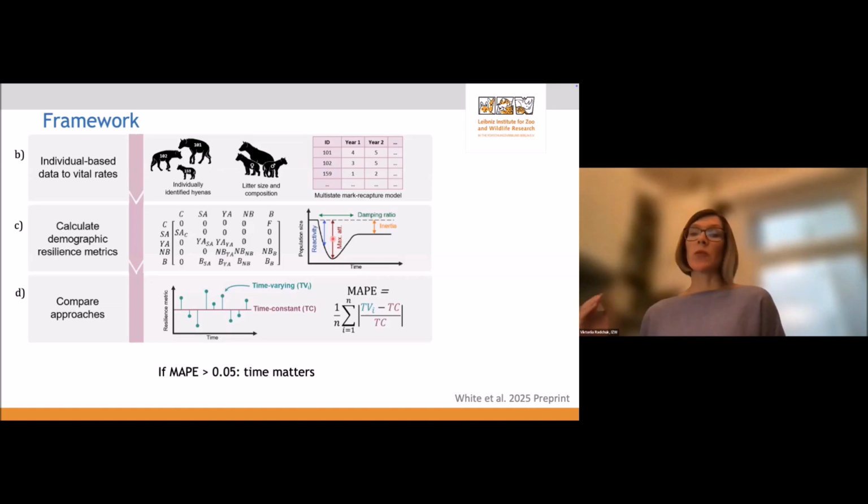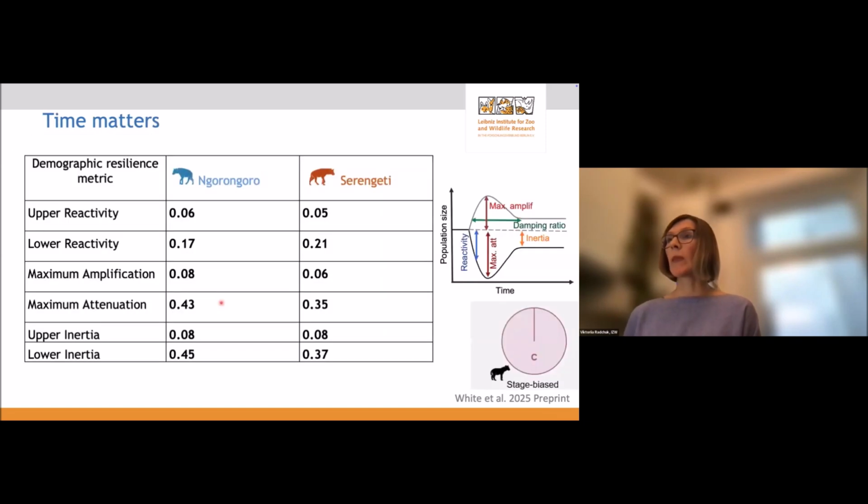Whereas if MAPE reaches closer to 1, it would mean that the variation over time is so important, time matters and has to be included, has to be considered in the analysis. And so we used a threshold of 0.05 to say whether time matters or not for quantifying demographic resilience.